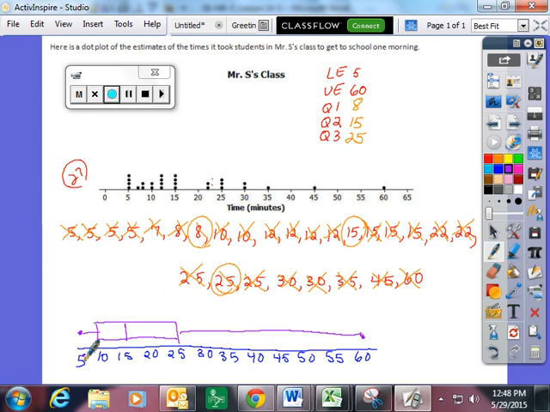What I'm going to do is throw up a couple of Edpuzzle questions about box and whisker plots. And then I have a homework assignment for you to bring to class on Monday.